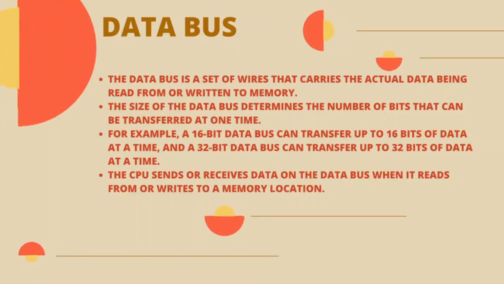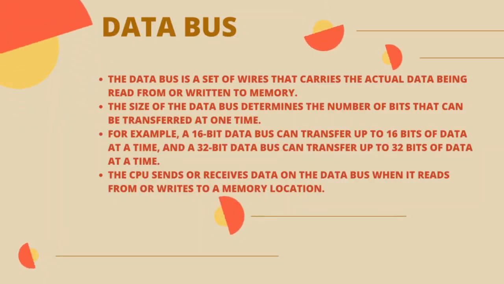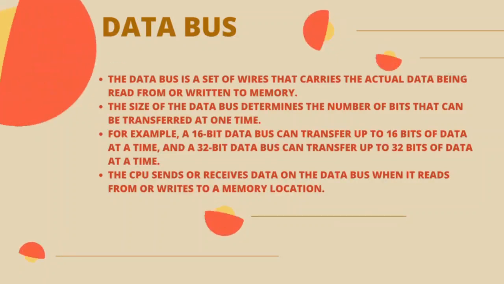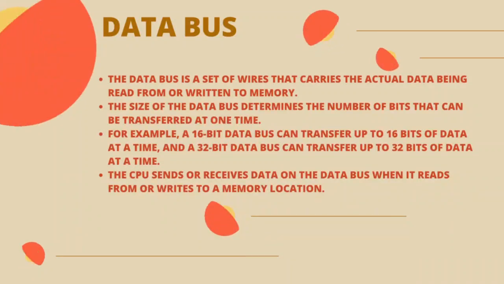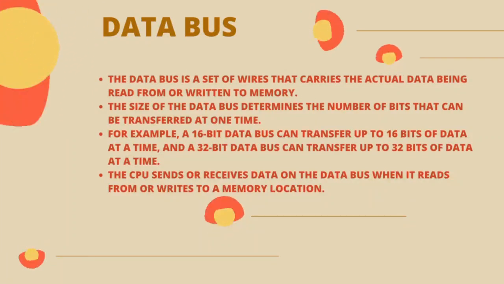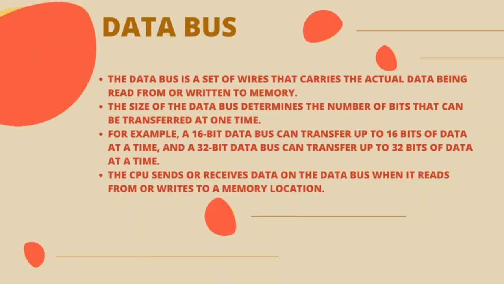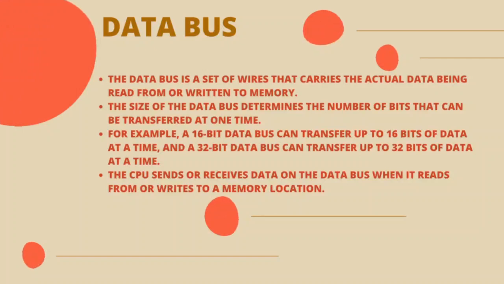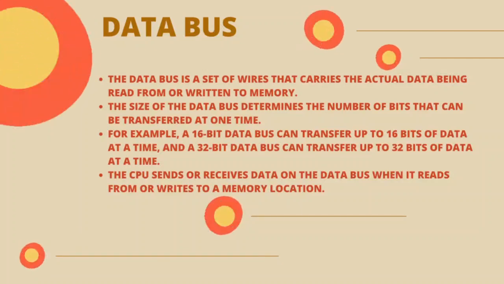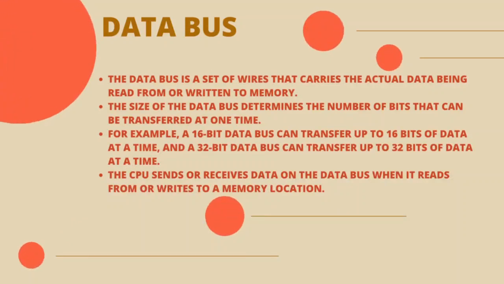A typical data bus is 32 bits wide. This means that up to 32 bits of data can travel through a data bus every second. The amount of data a data bus can handle is known as bandwidth. The speed of the data bus is measured in megahertz or gigahertz, and this affects the overall performance of a system. The CPU sends or receives data on the data bus when it reads from or writes to a memory location. A faster data bus allows for quicker communication between components and faster processing of data.